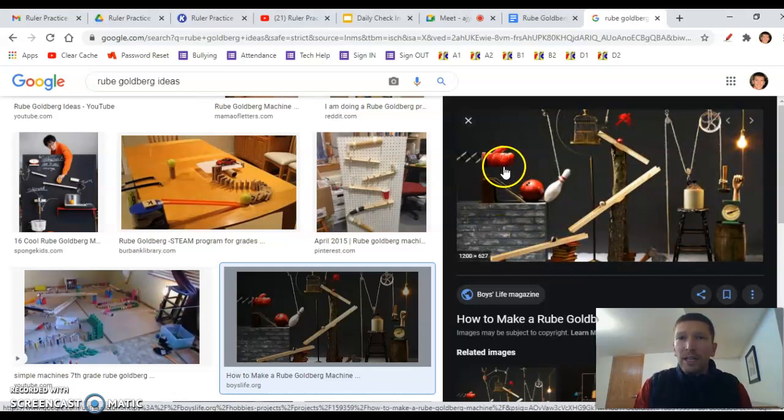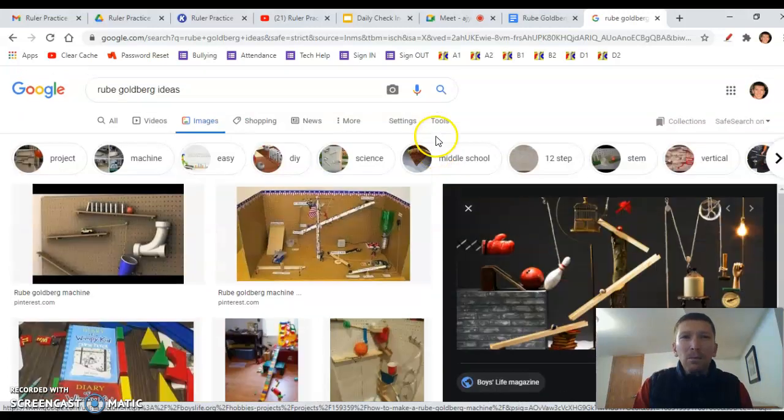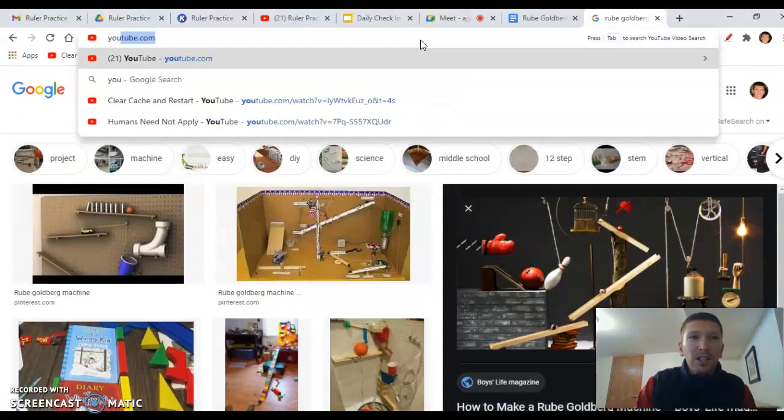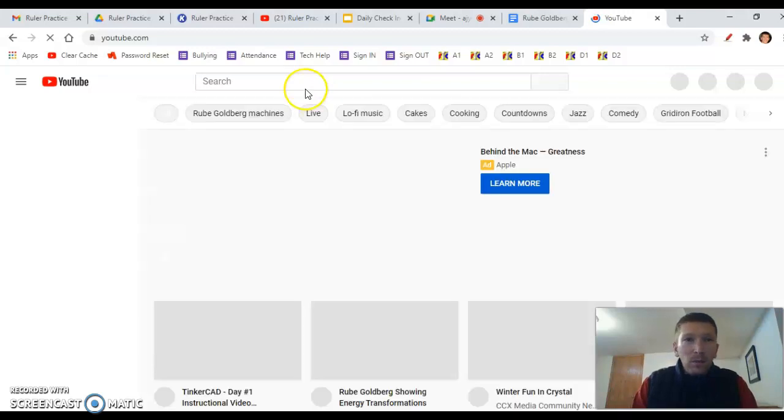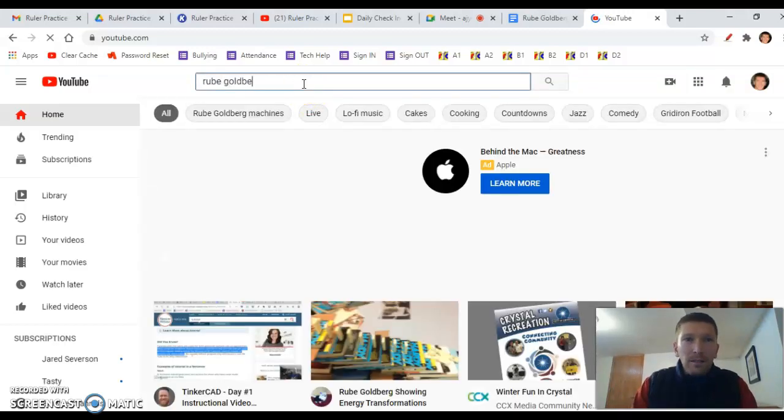From this picture, I could see the boxing glove would push the bowling ball forward, which would then push the bowling pin up, which would then have this go down. So I could probably figure out what the simple machines are. I see a wheel, an inclined plane here, a pulley system here. I could probably figure it out, but I think I might get more out of it if I look at videos. So I'm actually going to go to YouTube, and I'm going to type in Rube Goldberg ideas and see where that takes me, if I can get some ideas.